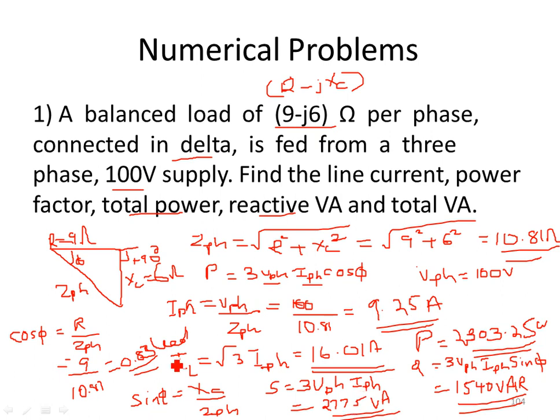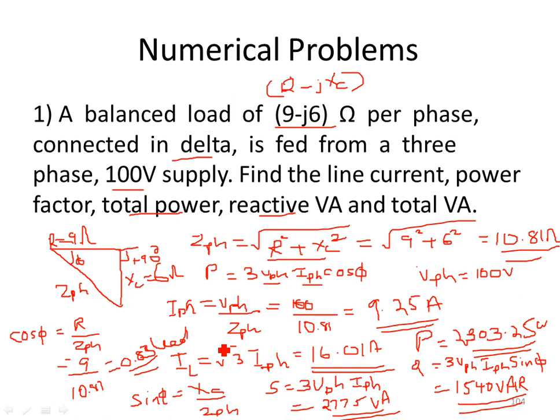Now, what is I phase? Phase current is given by V phase by Z phase. Now, you need to find the value of Z phase. From the impedance triangle, you will get Z phase as root of R square plus XC square, that gives 10.81 ohm. In the case of a delta connection, V phase is equal to line voltage itself. Line voltage is given as 100 volt, so phase voltage is also 100 volt. So I phase is 100 by 10.81, that gives 9.25 ampere as phase current.